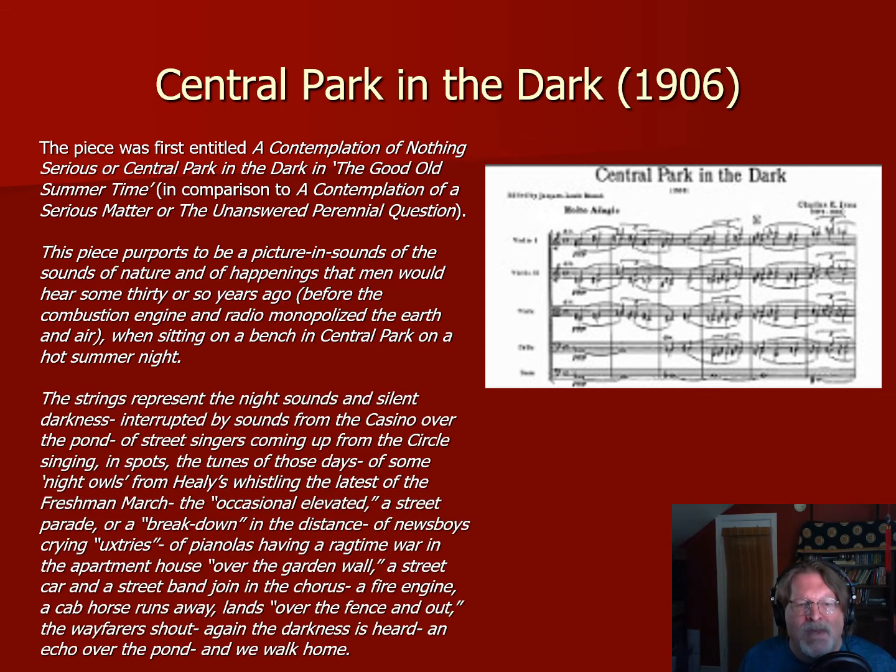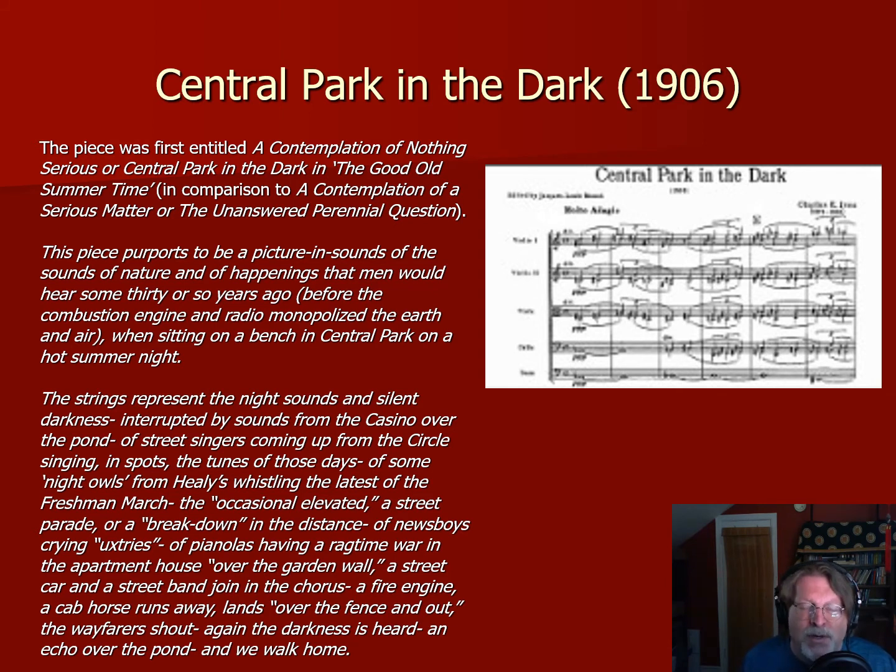It's a well-known work. He, in fact, describes in the program the particular programmatic associations which the various musical elements are evoking: night sounds, the sounds of a casino, street singers, people singing marches or whistling marches, the sound of an elevated train, a street parade, a march, newsboys calling out for extras for special newspaper editions, mechanical pianos playing ragtime, and then, as often happens with Ives, some kind of climactic event, all captured in sound. So you can listen at your own leisure. I'll put this in the show notes.